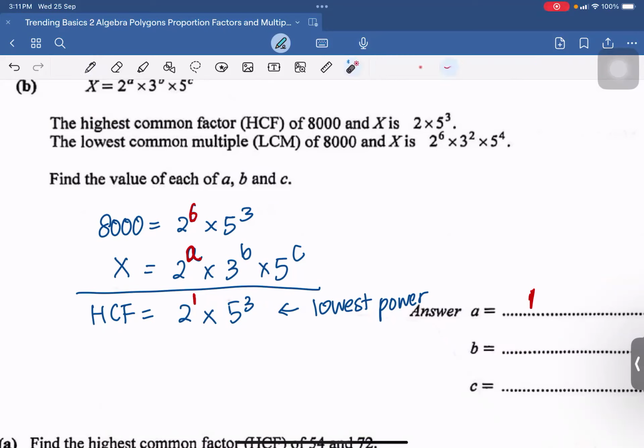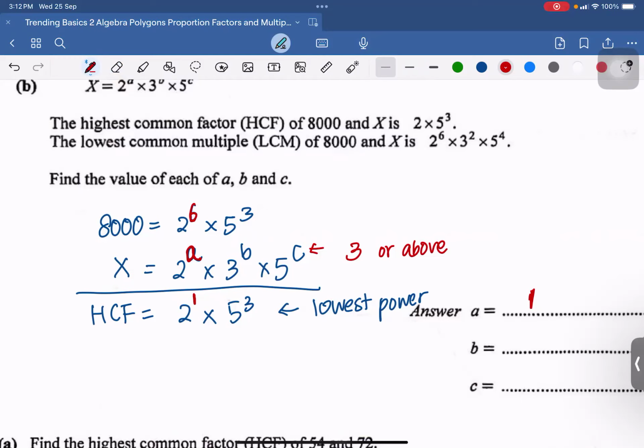Next, they say the highest common factor is 5 to the power 3. So this one is 5 to the power 3. That means C minimally is at least 3 or above, or larger than 3, because they say common factor, right? So this power C is 3 or above.